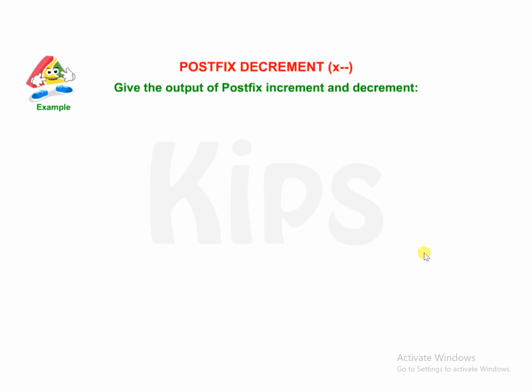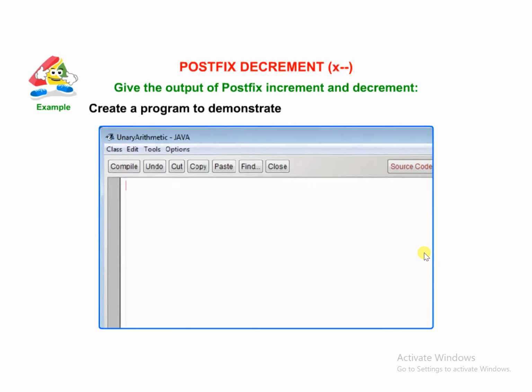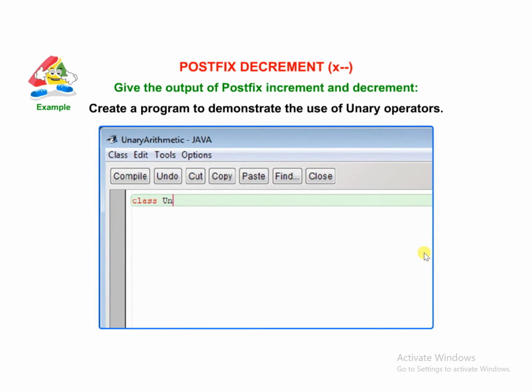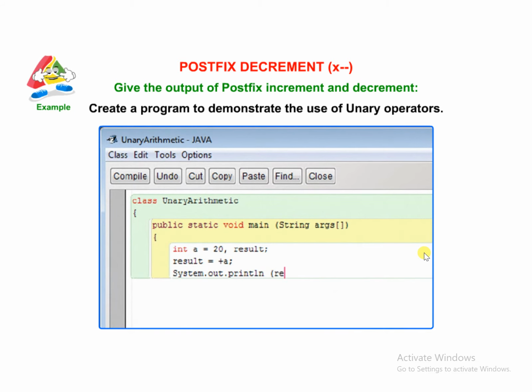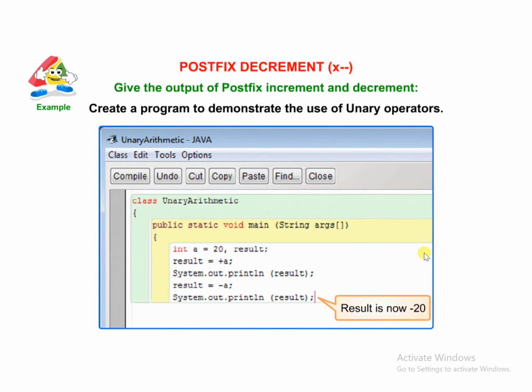Let us understand this through an example. Create a program to demonstrate the use of unary operators. class UnaryArithmetic { public static void main(String args[]) { int a = 20, result; Variables are declared. result = +a; System.out.println(result); result is still 20. result = -a; System.out.println(result); result is now -20.